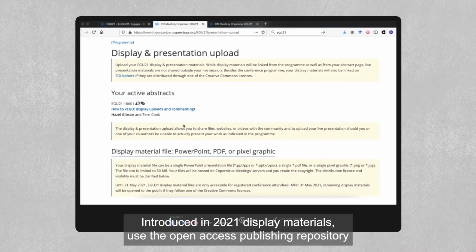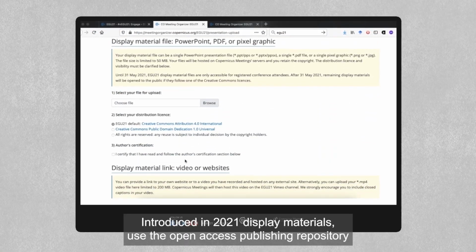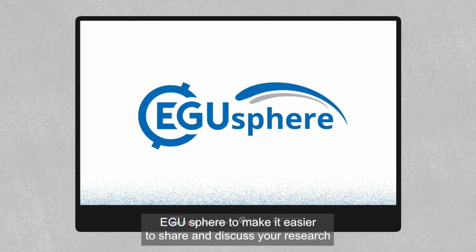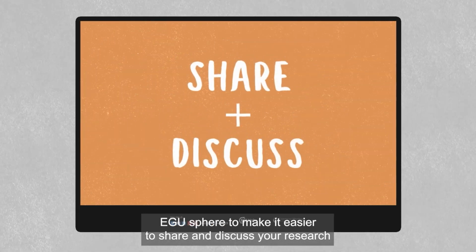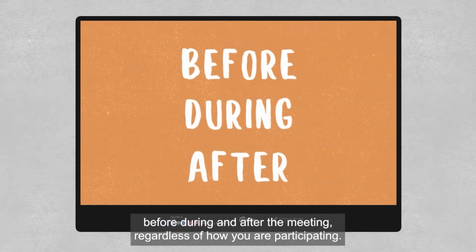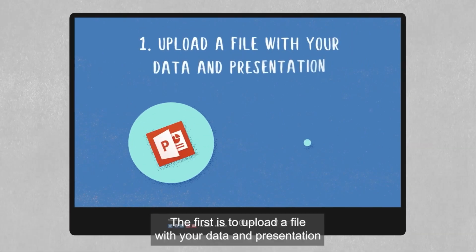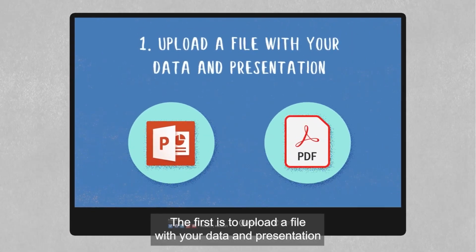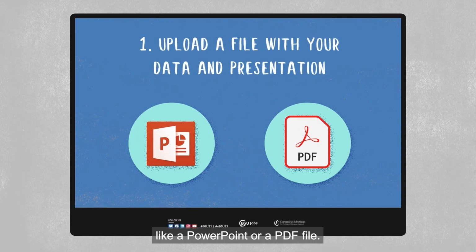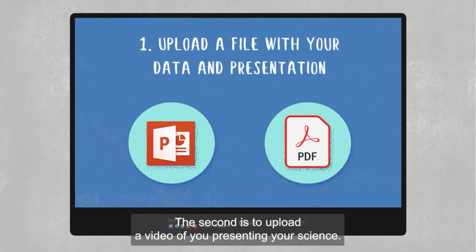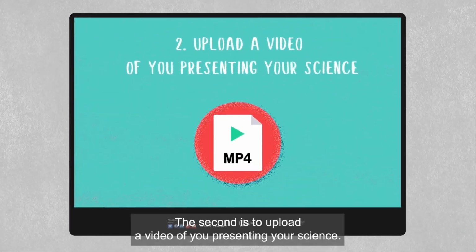Introduced in 2021, display materials use the open access publishing repository EGU Sphere to make it easier to share and discuss your research before, during, and after the meeting, regardless of how you're participating. There are two key ways you can use display materials. The first is to upload a file with your data and presentation, like a PowerPoint or a PDF file. The second is to upload a video of you presenting your science.